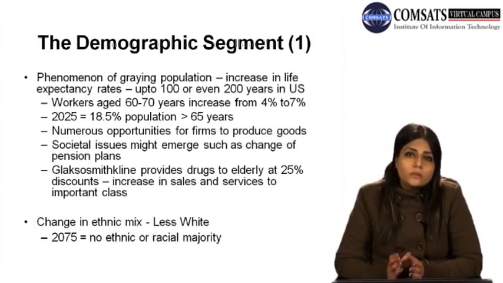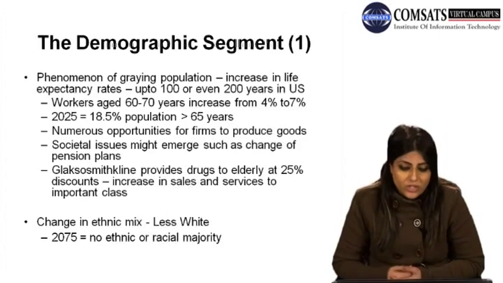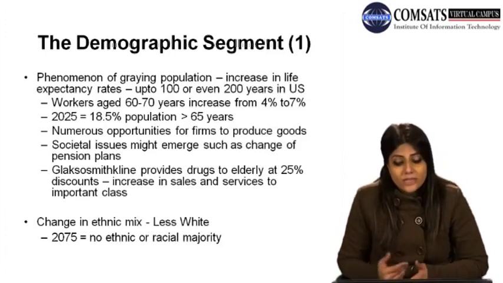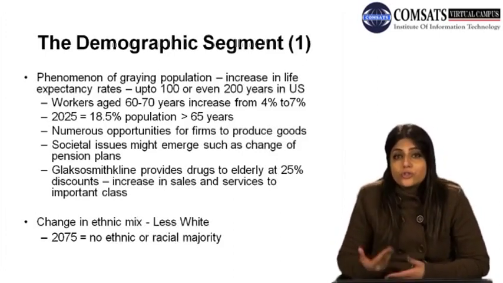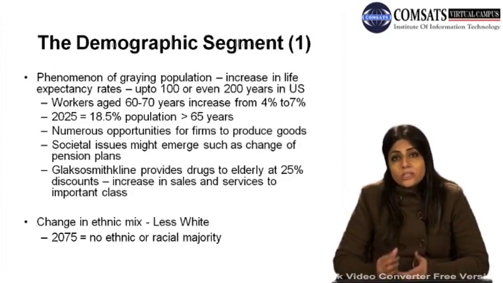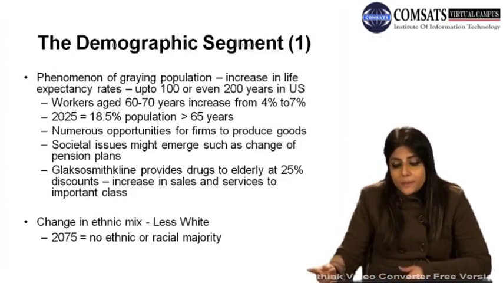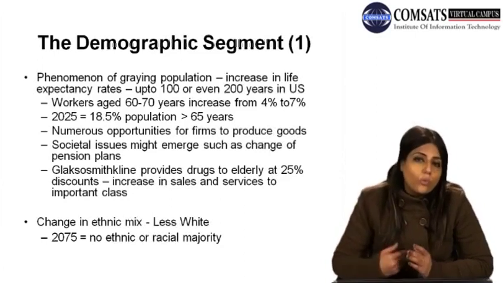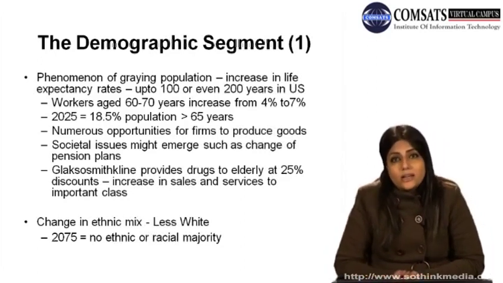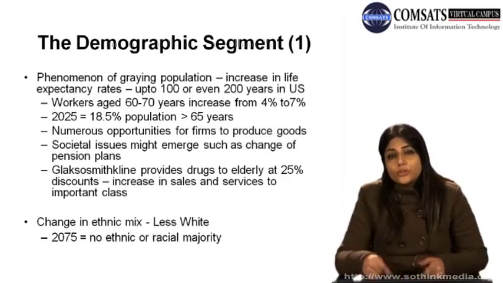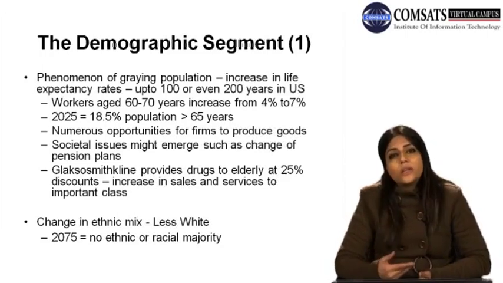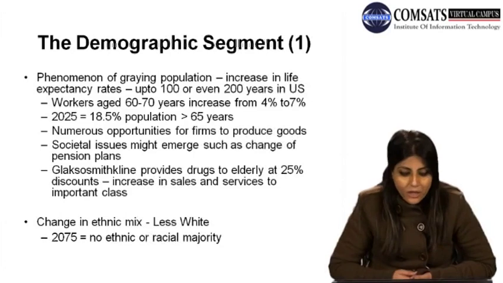So what kind of threats or what kind of opportunities does it pose for the organization? There can be numerous opportunities for the firms. I have an example of GlaxoSmithKline, GSK, here, and how it responds to this change in the demographic segment of the macro environment. What it is doing is providing drugs to the elderly people at 25% discounts. So what are the implications of that? The implication is that it is increasing its sales and services to an important class of people. Why is that class important? Because their proportion is significantly increasing. So it is providing a 25% discount to that class, and as a result it is increasing its sales and its profitability.